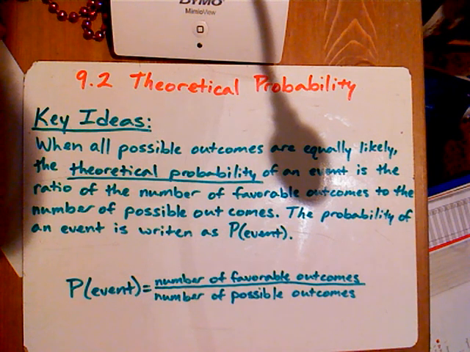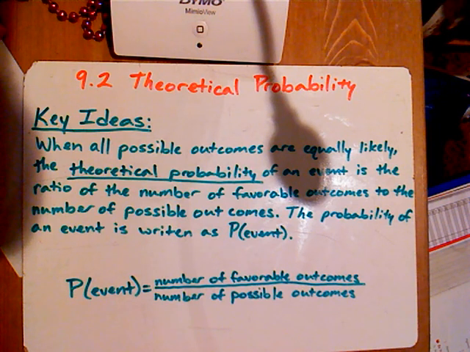Today we're going to be going over 9.2 theoretical probability. I will be giving you your key ideas and going over a couple of examples that will help you with your homework. So take your notes that you'll be able to use on your test, and we'll go ahead and get started.